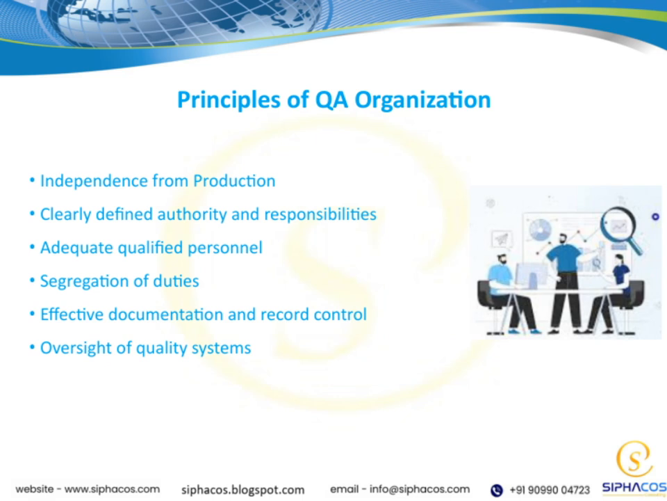Finally, oversight of quality systems helps us continuously monitor and improve our processes. Regular review and oversight ensure that our quality systems remain effective and aligned with industry standards. All these principles work together to build a robust QA organization that supports overall product quality and compliance.